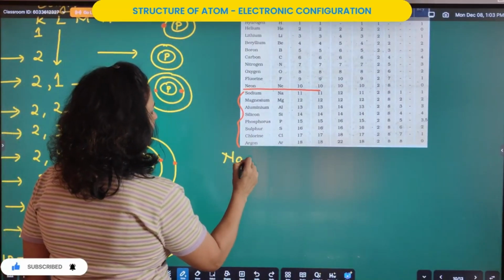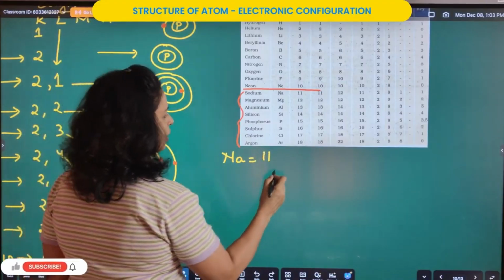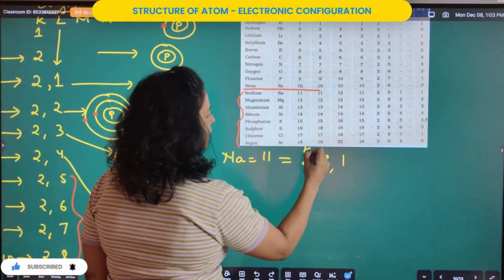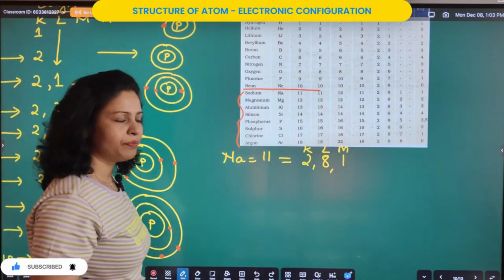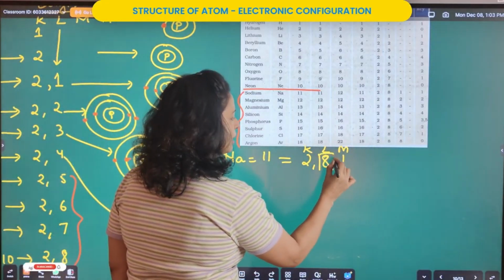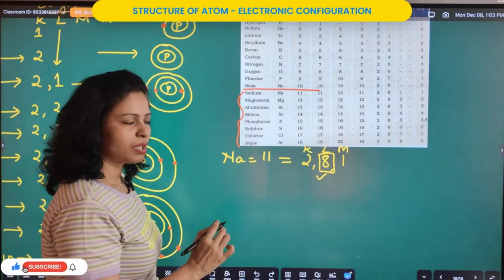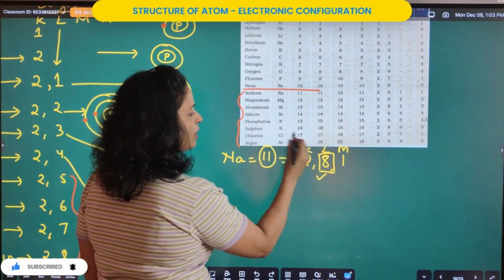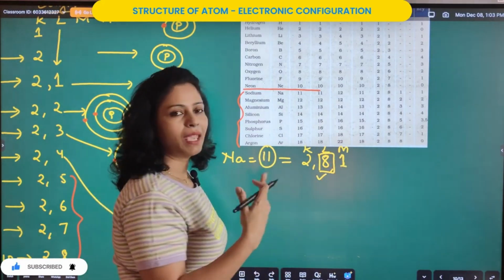Now sodium is atomic number 11, so it will be 2, 8, 1. See here, this is K shell, L shell and M shell, right? Now L shell has a maximum capacity of holding 8 electrons. So 2 plus 8 is 10, and sodium has 11, so the remaining 1 electron has to move to the M shell.